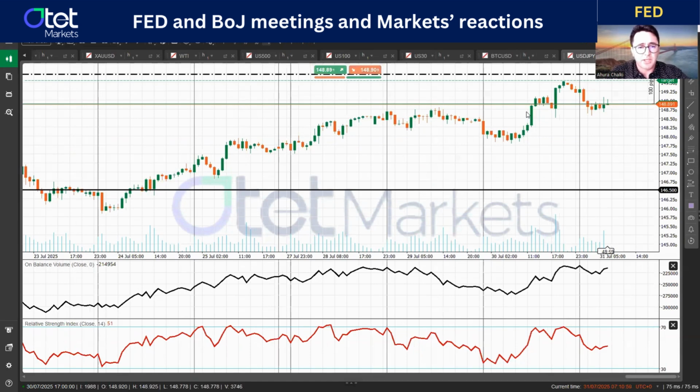As mentioned, the Bank of Japan also had a policy meeting. This decision, which was somehow dovish, put pressure on the Japanese yen. That's why we could see the uptrend in USD/JPY. Generally, the Japanese yen still cannot compete with other currencies that we have in the market.